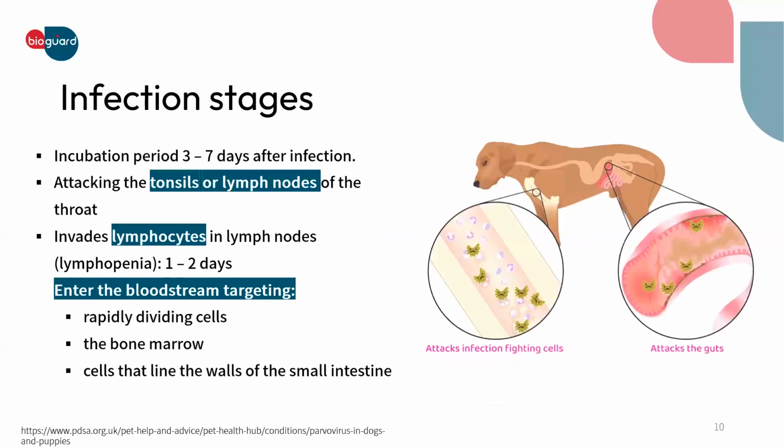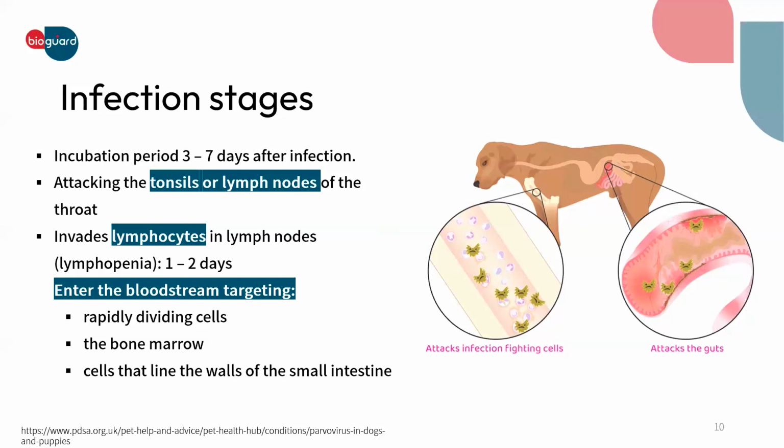So, getting into details about the infectious stages of parvovirus. After the dog is exposed to parvovirus, there is an incubation period of 3 to 7 days before you can see the first symptoms appearing in the dog. Inside the dog, CPV actually needs some dividing cells, like stem cells, to get the nutrients and energy from them, and also to start dividing by itself.